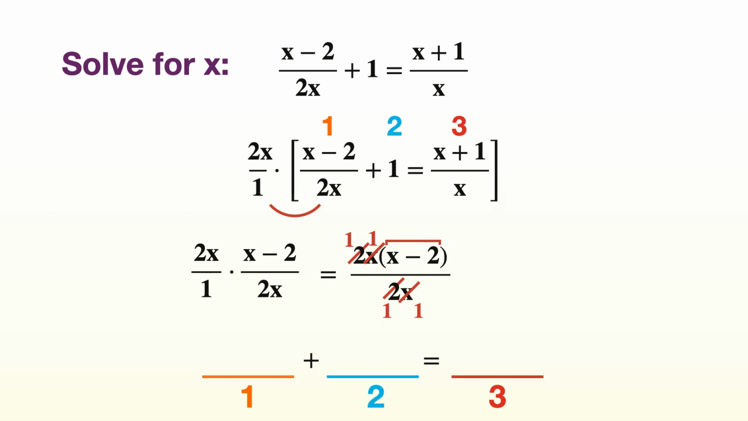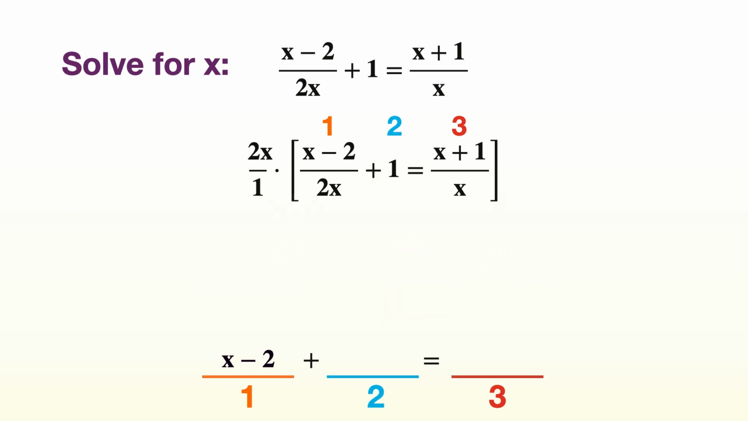Now we multiply. In the numerator, we have 1 times x minus 2, which equals x minus 2. In the denominator, we have 1 times 1, which equals 1. But we do not need to show the 1 in the denominator, so we'll write just x minus 2 in the new equation. Next, we need to multiply 2x by 1, which equals 2x. So we'll put 2x in the new equation.